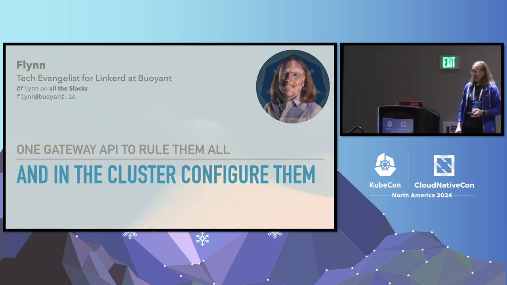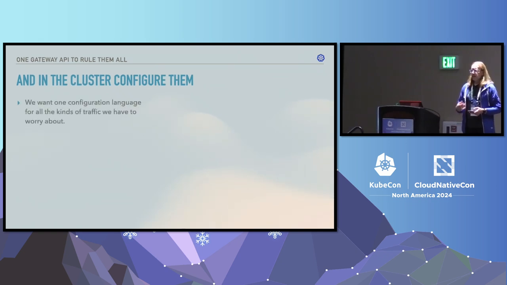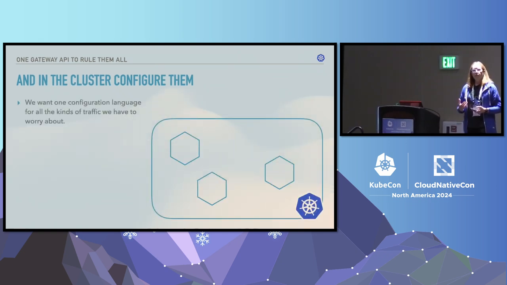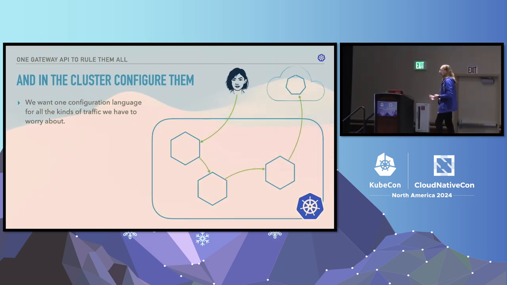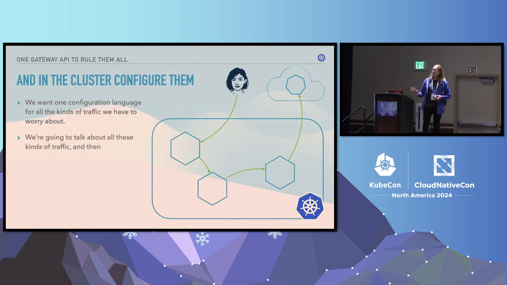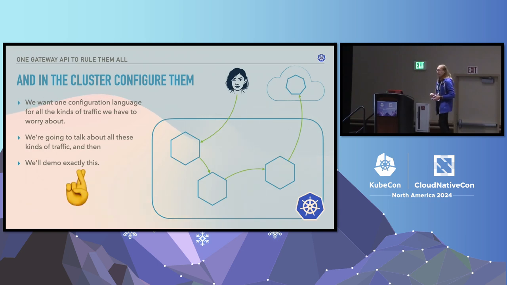The point here is that it would be really nice to have one way to talk about all the different kinds of traffic that can happen in Kubernetes, whether that's traffic from outside the cluster going inside, ingress traffic, or traffic between workloads in the cluster, or traffic leaving the cluster for outside. It would be nice to be able to talk about these things in pretty much the same way. So we're going to talk a little bit about these kinds of traffic, and then if the demo goddesses smile upon us, we will have a demo.